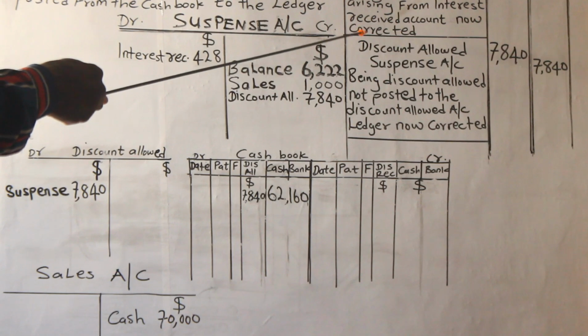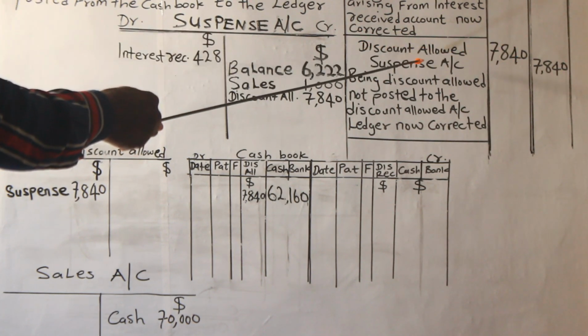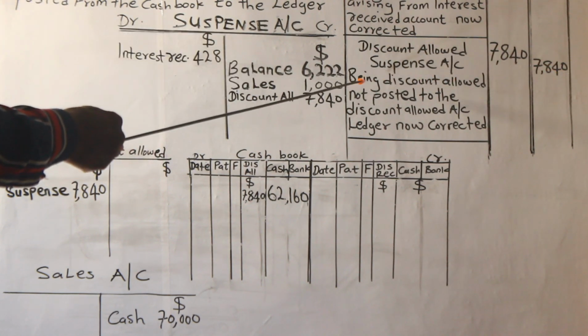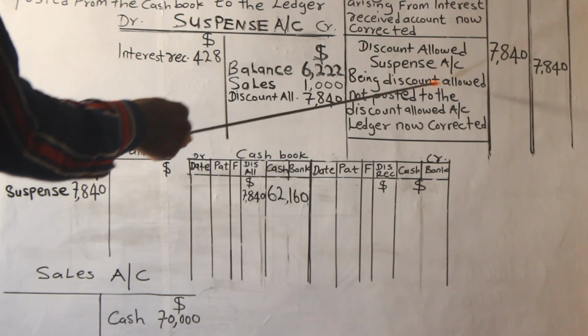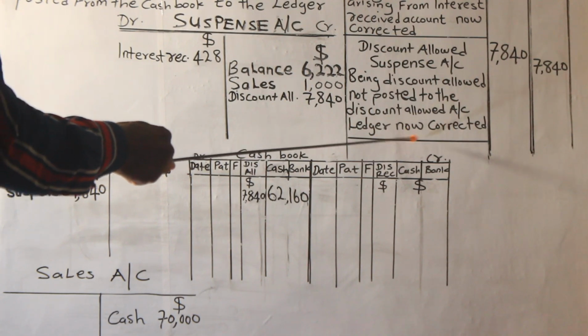So in the journal, we debit the discount allowed 7,840 and credit the suspense account 7,840. Then our narration is being discount allowed not posted to the discount allowed account ledger, now corrected.